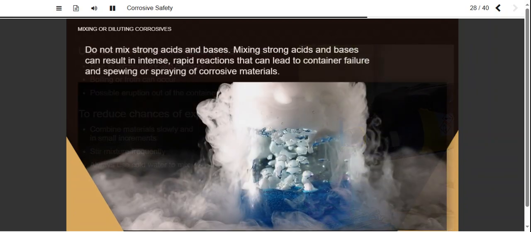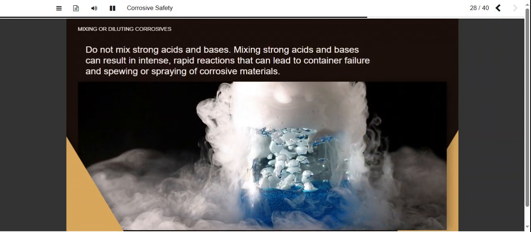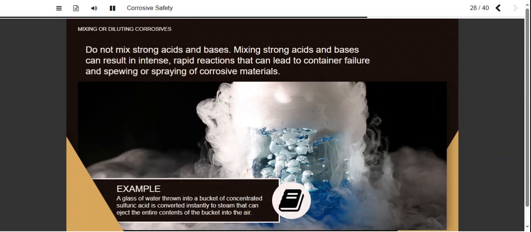Do not mix strong acids and bases. Mixing strong acids and bases can result in intense, rapid reactions. Drums and containers can fail catastrophically, spraying corrosive contents in all directions.